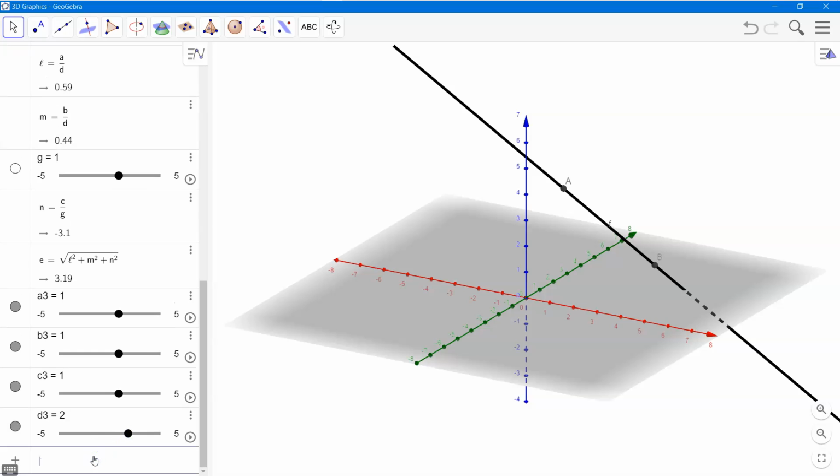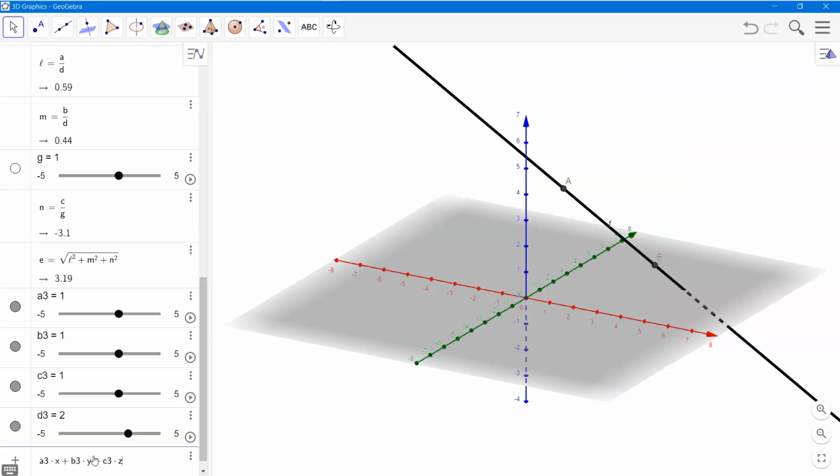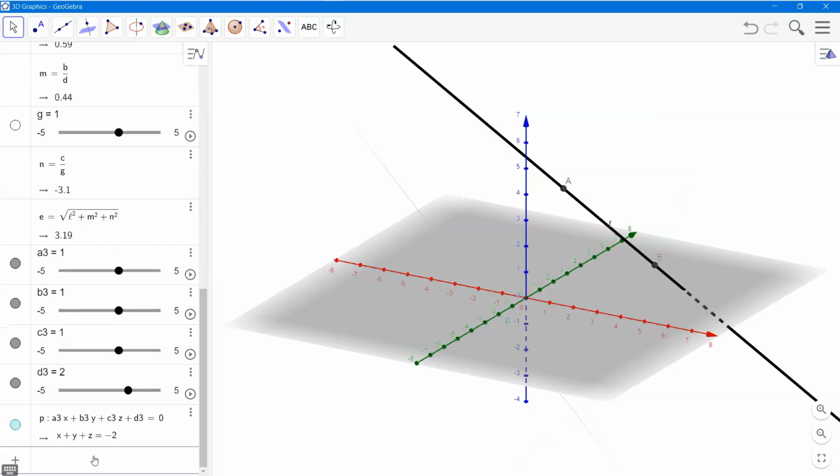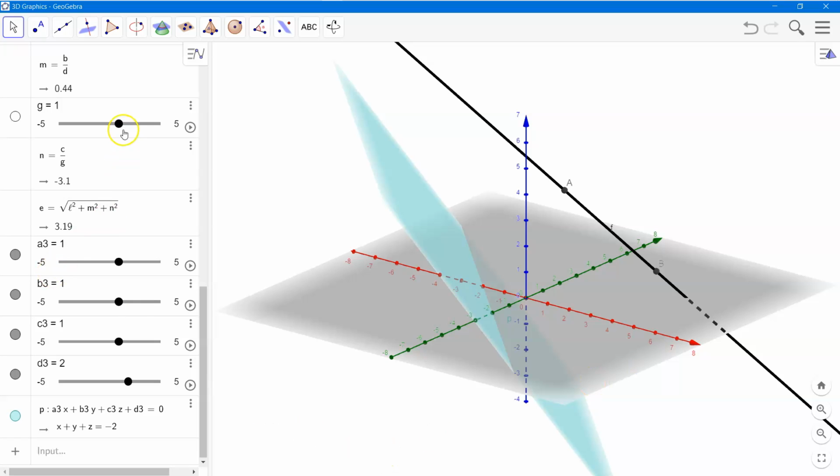And now let's plot the plane. So A3 times X plus B3 times Y plus C3 times Z plus D3 is equal to 0. You see this? This is the plane. We have to just move it a little bit.